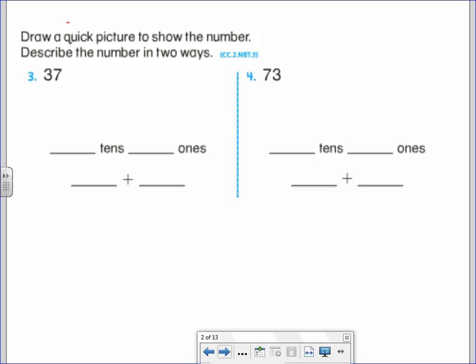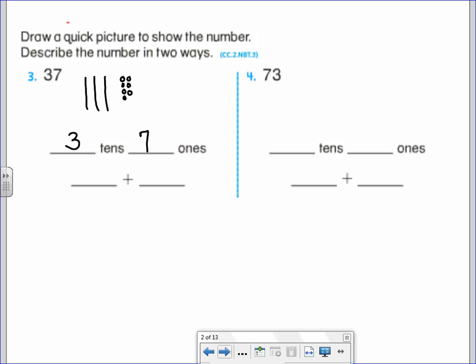How many sticks should I draw to represent the tens in 37? Samantha? Right. How many circles or dots should I draw to represent the ones in the number 37? Jessica? Good. Great. There's my quick picture. Next, I'm asked to describe the number in 2 ways. How many tens? How many ones? Sarah? 3 tens and 7 ones.